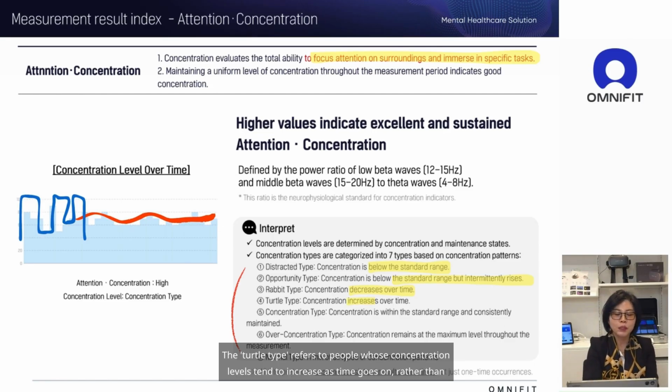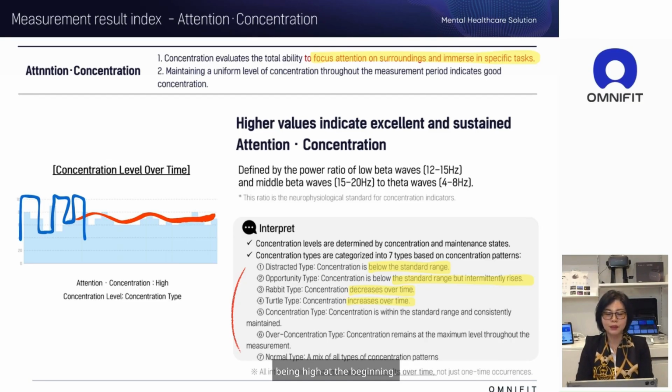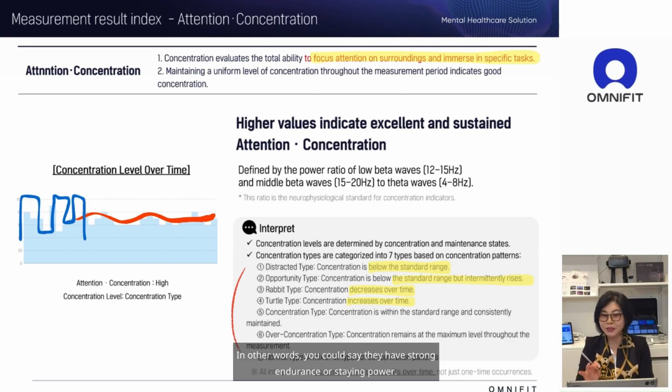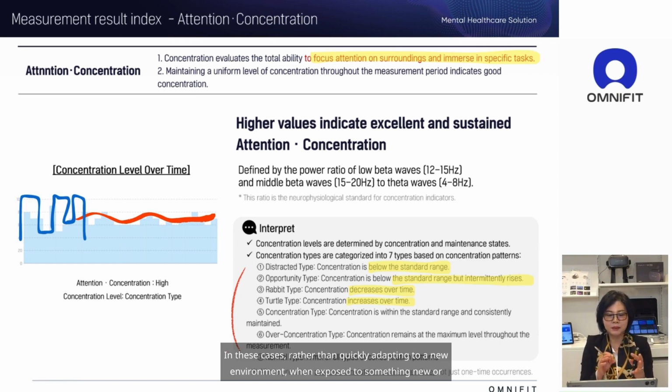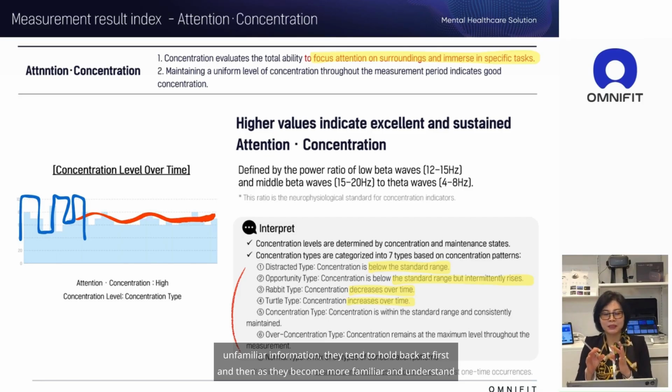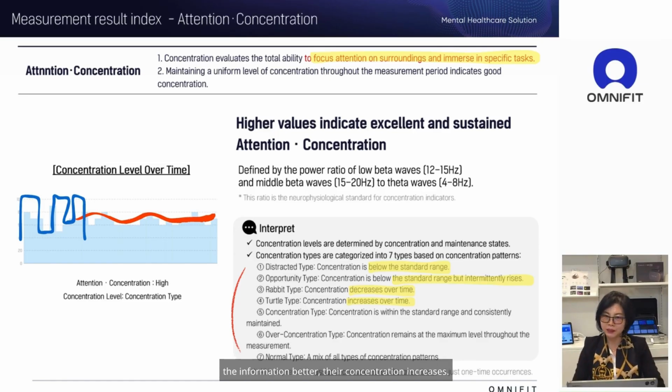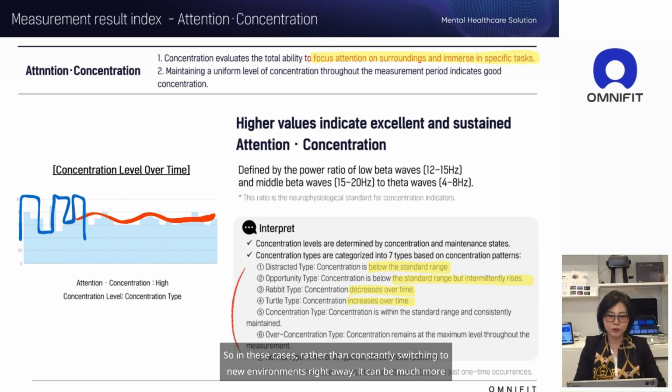The turtle type refers to people whose concentration levels tend to increase as time goes on, rather than being high at the beginning. In other words, you could say they have strong endurance or staying power. In these cases, rather than quickly adapting to a new environment, when exposed to something new or unfamiliar information, they tend to hold back at first, and then as they become more familiar and understand the information better, their concentration increases. So in these cases, rather than constantly switching to new environments right away, it can be much more efficient to finish one task completely before starting something new.